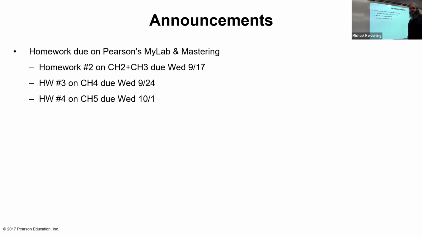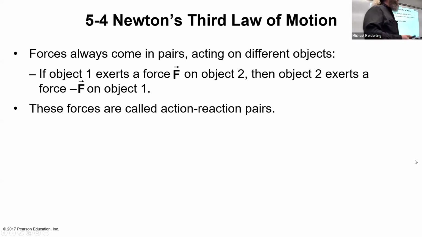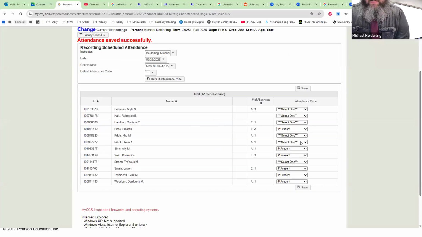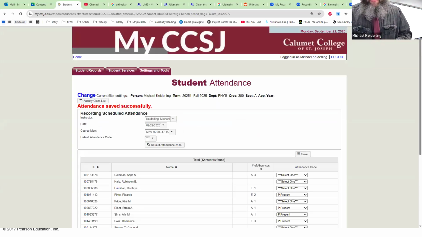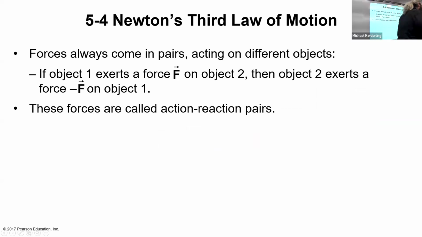So we were talking about Newton's third law. Newton's third law is the principle that forces always come in pairs. Every time you apply a force to an object, it applies an equal and opposite force back to you. So if object 1 exerts a force F on object 2, object 2 will exert a force minus F on object 1.